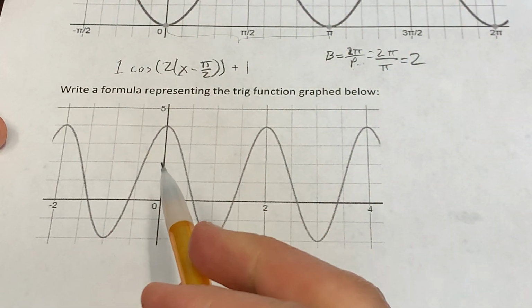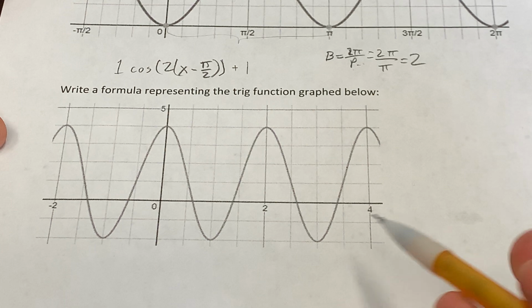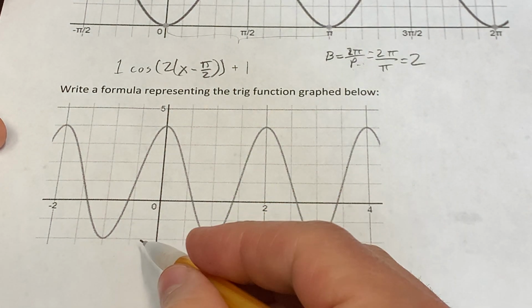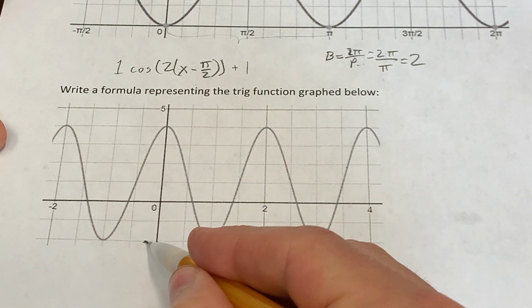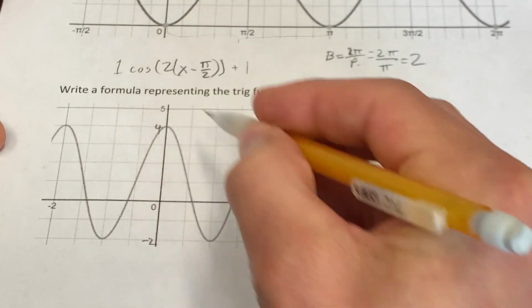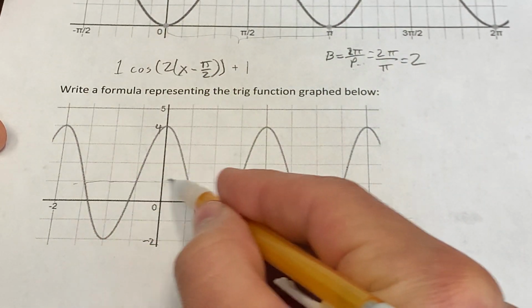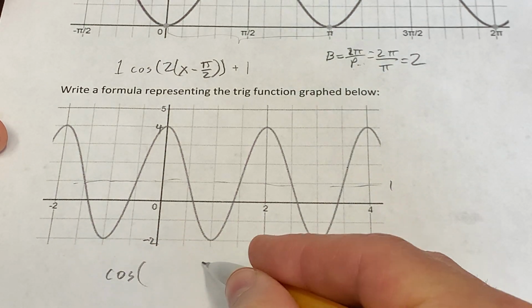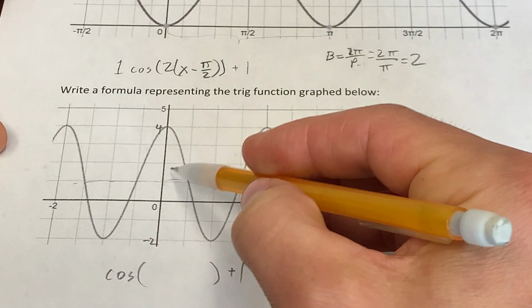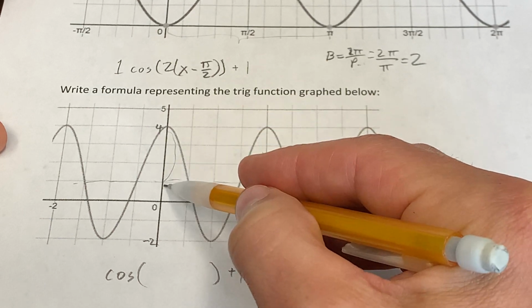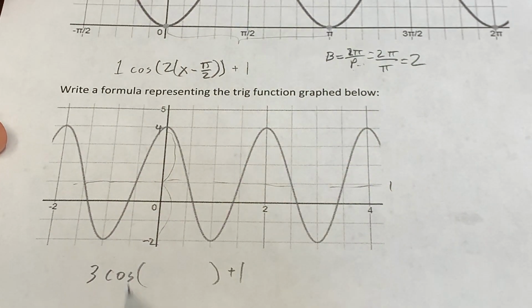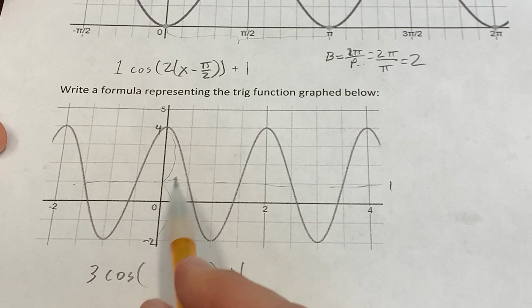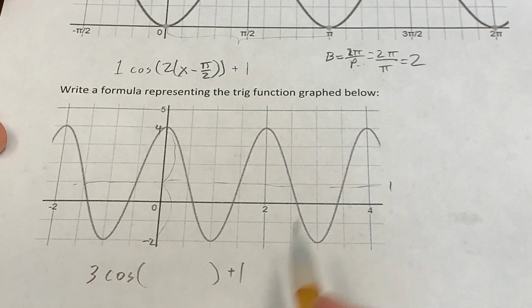Finally, on this sheet, I have this graph. Well, notice here my trough is at -2, my peak is at 4, half the distance is at 1. So it looks like this is still cosine of something or other plus 1, but now my amplitude is 3, right? So my peak is at 3 plus 1, my trough is at -3 plus 1.